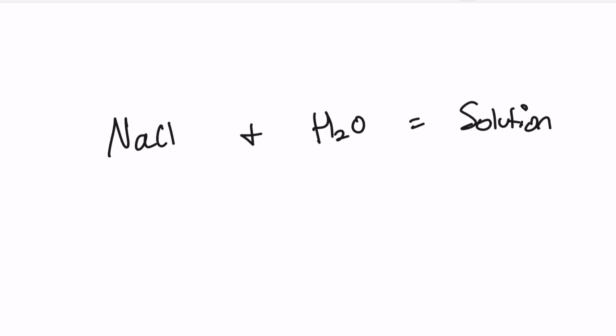If I were to take table salt and combine it with water to form a solution, what would be the solvent and what is the solute in this solution? The solvent is going to be water, because water is the thing that's doing the dissolving. The solute is going to be our table salt, because our table salt is what's undergoing dissolution.